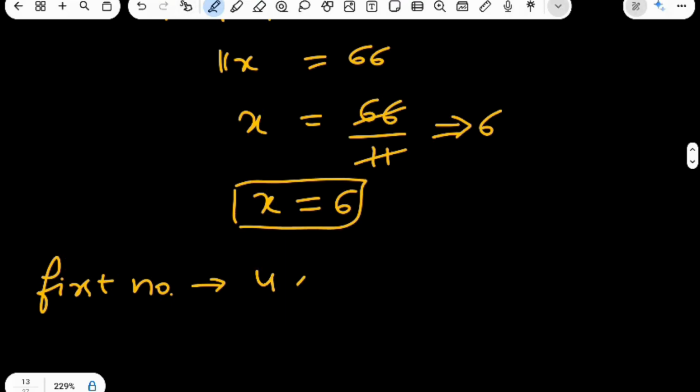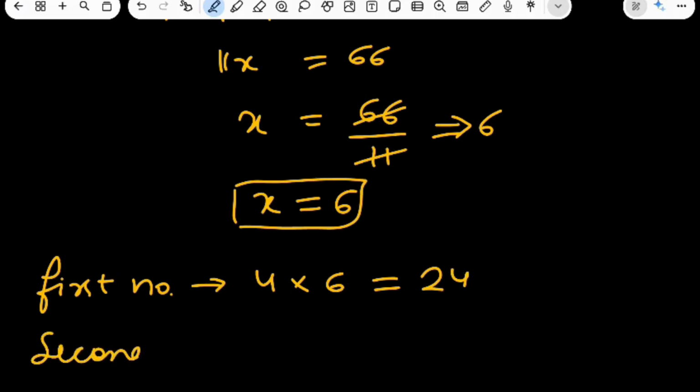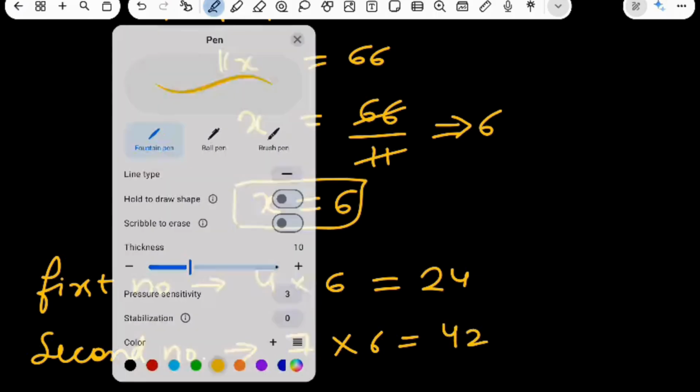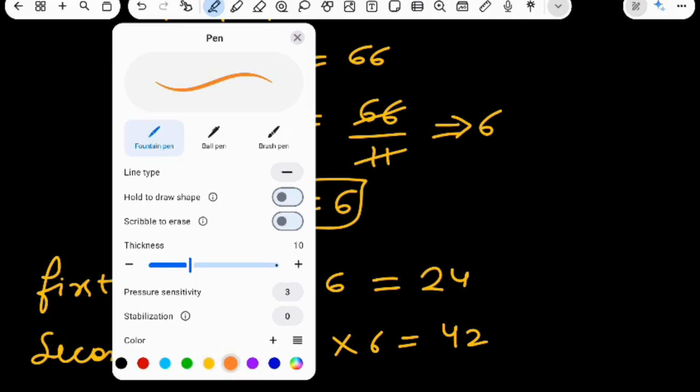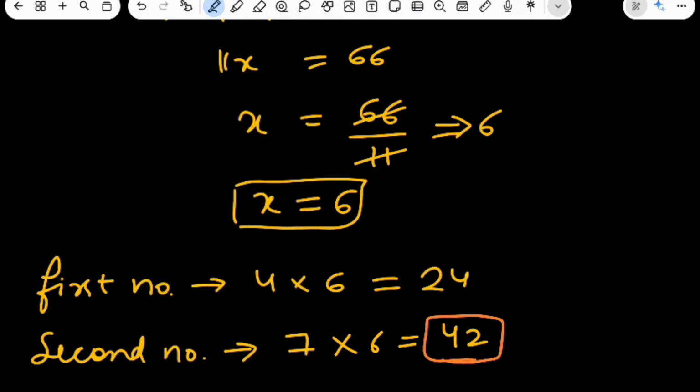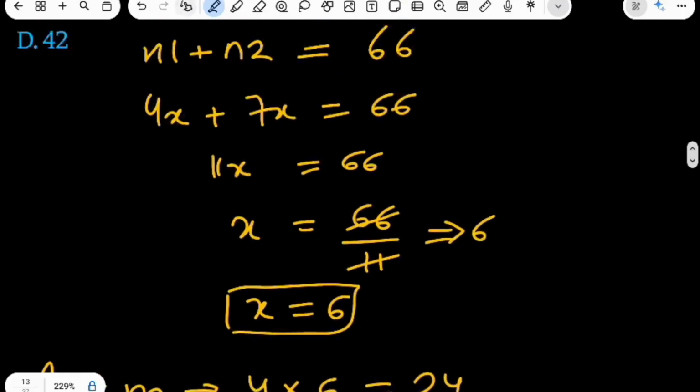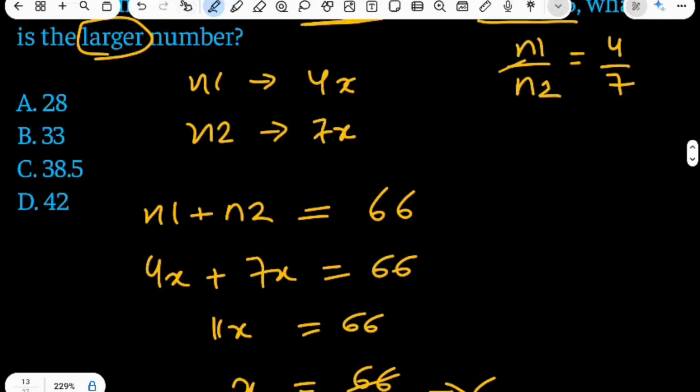So we simply do 4 multiply 6, which is equal to 24, and the second number we have is 7 multiplied by 6, that is equal to 42. So we can easily guess which one is the larger number. Simply, 42 is the larger number. So choosing it from the options, we get the correct output as 42, option number D.